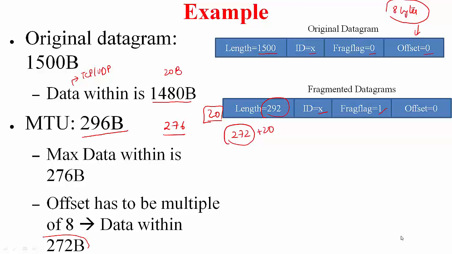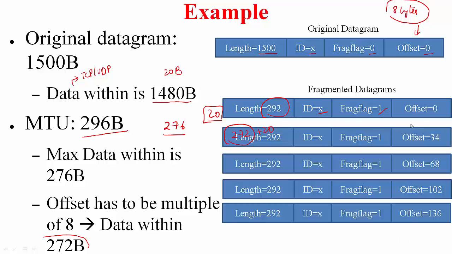So for the second fragment, what do you think the offset will be? The offset indicates the beginning byte of the particular fragment, but in multiples of 8. It is 34 because 34 is nothing but 272 divided by 8. And similarly, the third fragment starts at 68, which is 34 plus 34, and so on. And as you can see, the flag is set equal to 1 because more fragments are about to follow, and also the identification for all these fragments is equal to X, which is the same across all the fragments.